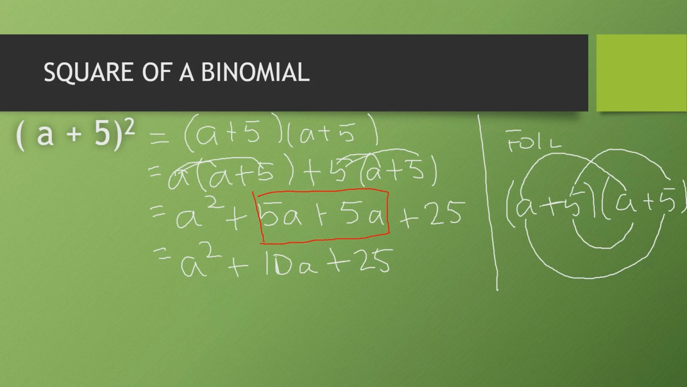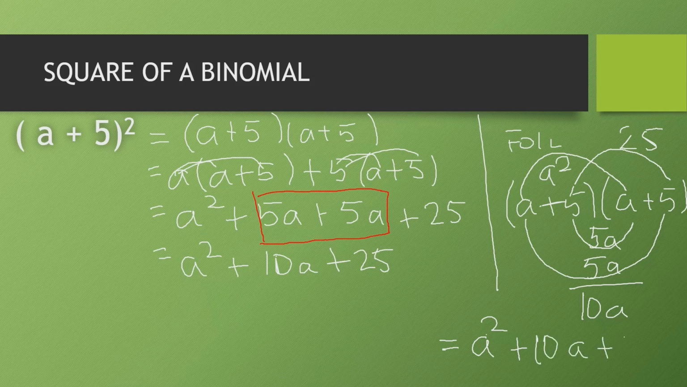A times a, we have a squared. 5 times 5, 25. 5 times a for the inner term, we have 5a. A times 5, that is our outer term, that is 5a. Then the sum of the inner and the outer term is 10a. Then let us rewrite. The product of the first term is a squared. Inner and outer is 10a, plus the last term 25. That is the square of a plus 5.